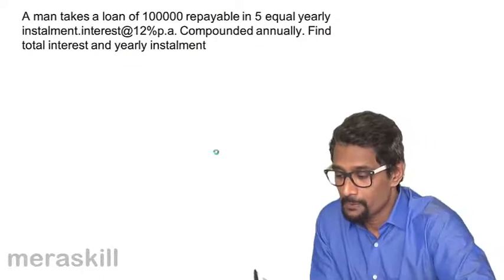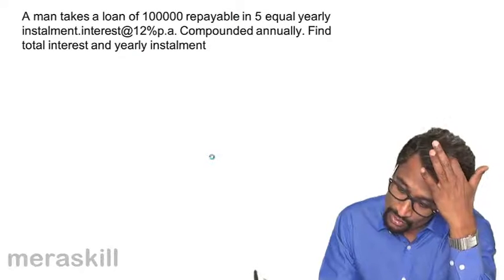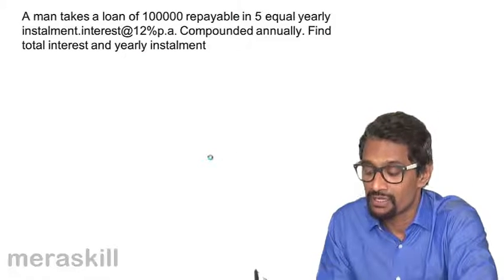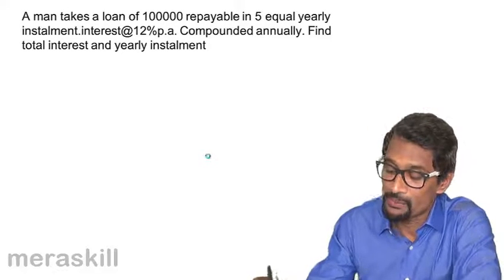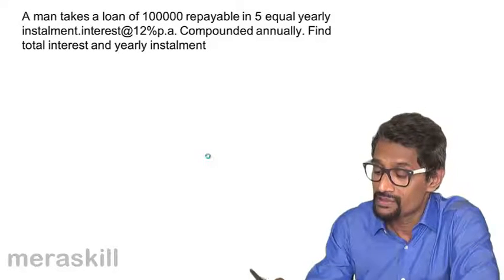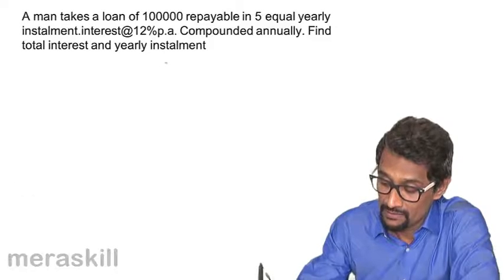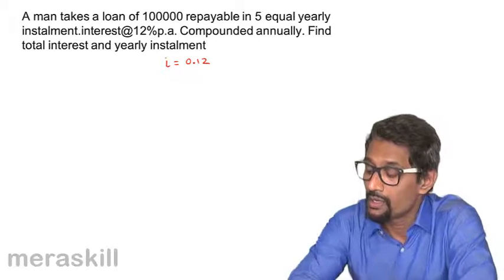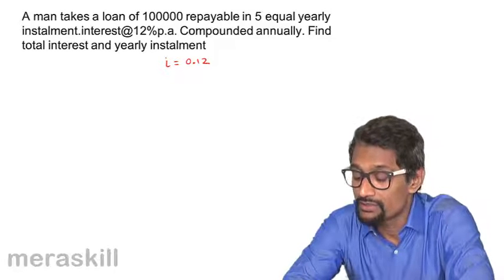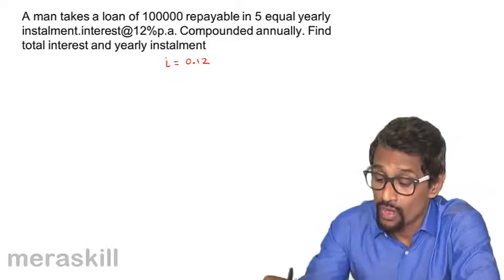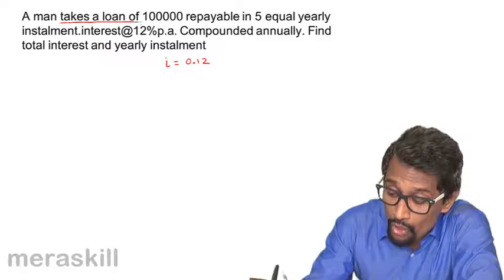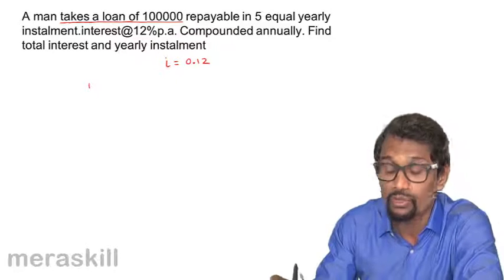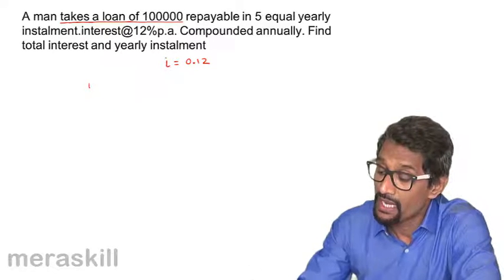Let's take an example. Say a man takes a loan of 100,000 repayable in 5 equal yearly installments, interest at 12% per annum. So the interest rate I is going to be 0.12 compounded annually. Find the total interest and yearly installments. So he's taking a loan of 100,000 repayable in 5 years.